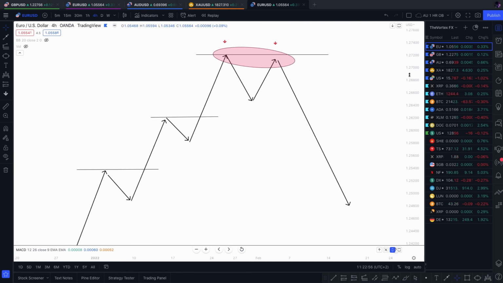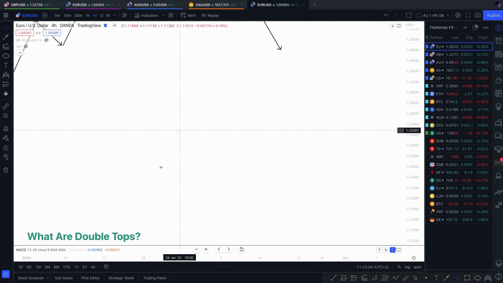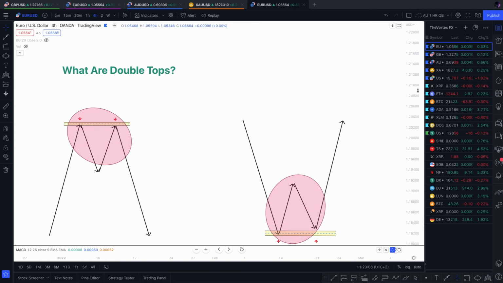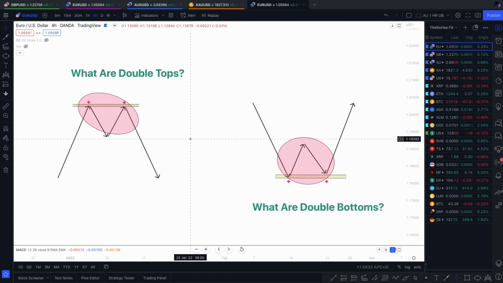Okay, guys, so just to recap, these double top and double bottom patterns are reversals, right? They occur at the end of trends, and they are reversal patterns. They are price action patterns. They are patterns within themselves, but they are reversal patterns, right? They only occur at the end of a trend. So I hope this cleared up the issue of what exactly is a double top, what exactly is a double bottom.